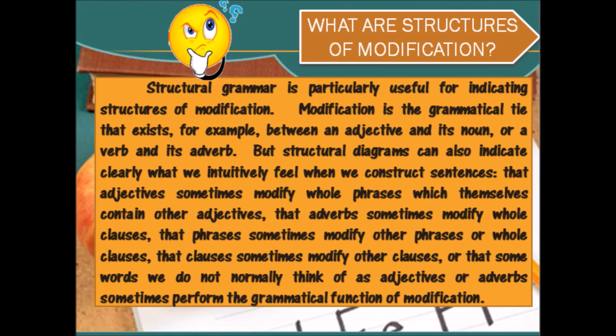Now the question is, what are the structures of modification? The structural grammar is particularly useful for indicating structures of modification. Modification is the grammatical tie that exists, for example, between an adjective and its noun, or a verb and its adverb. But structural diagrams can also indicate clearly what we intuitively feel when we construct sentences.